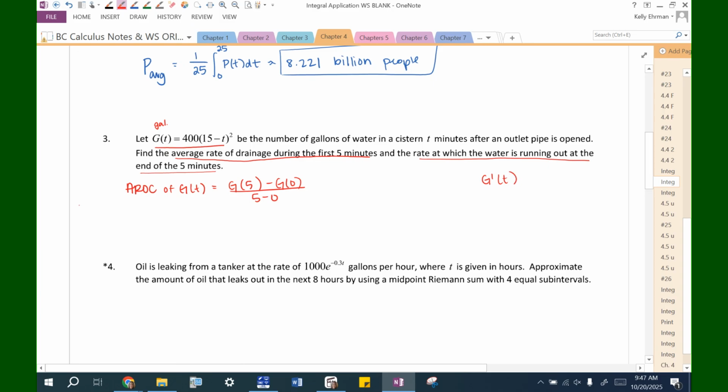So I'm going to calculate G of 5 off to the side. If we plug 5 into this, we get 10 squared. So 400 times 100 is 40,000. You just count your zeros here. So 40,000. G of 0 is 400 times 15 squared. 15 squared is, what is that, 225?